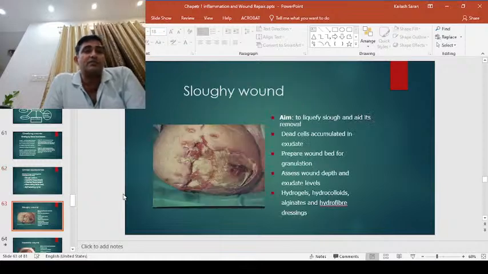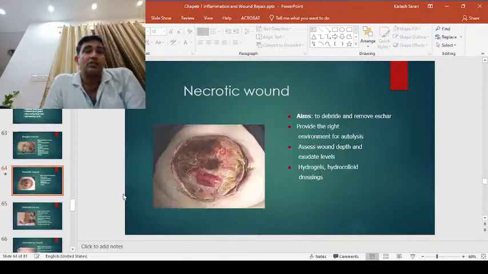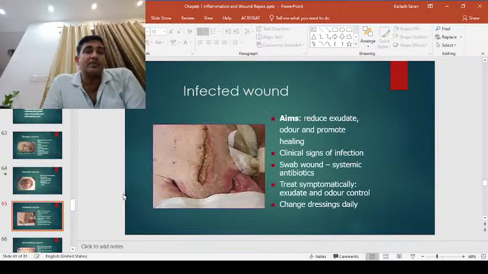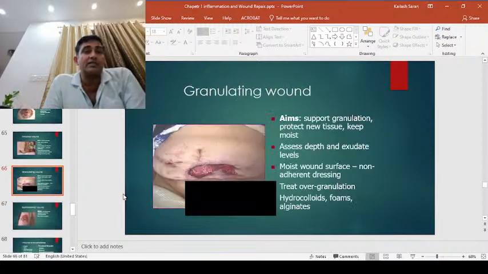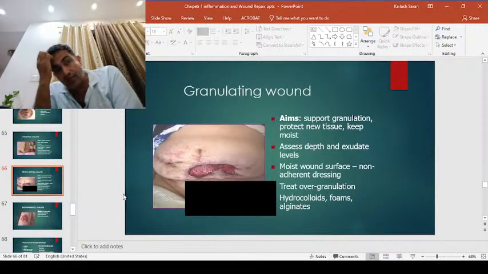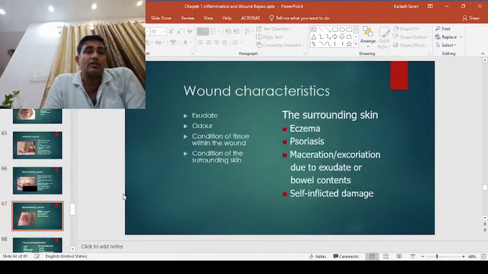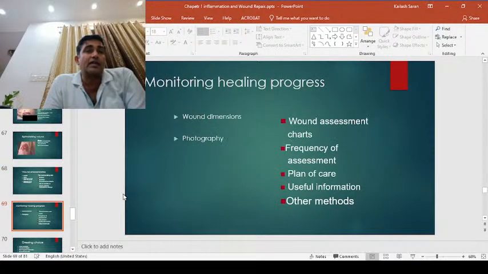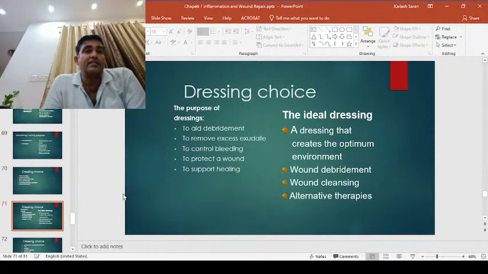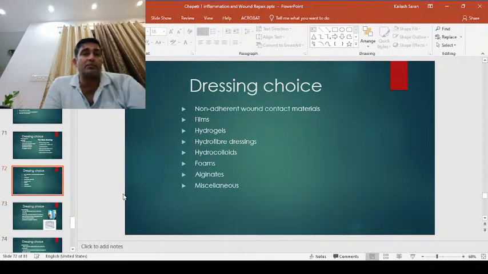This is the given sloughy wound, so you can go through it. In this slide, what is the treatment, how it can be managed, the dressing: necrotic wound dressing and management, infected wound dressing and management. This is important. Granulating wound, epithelializing wound, and different kinds of dressings. So dressing choice is important.